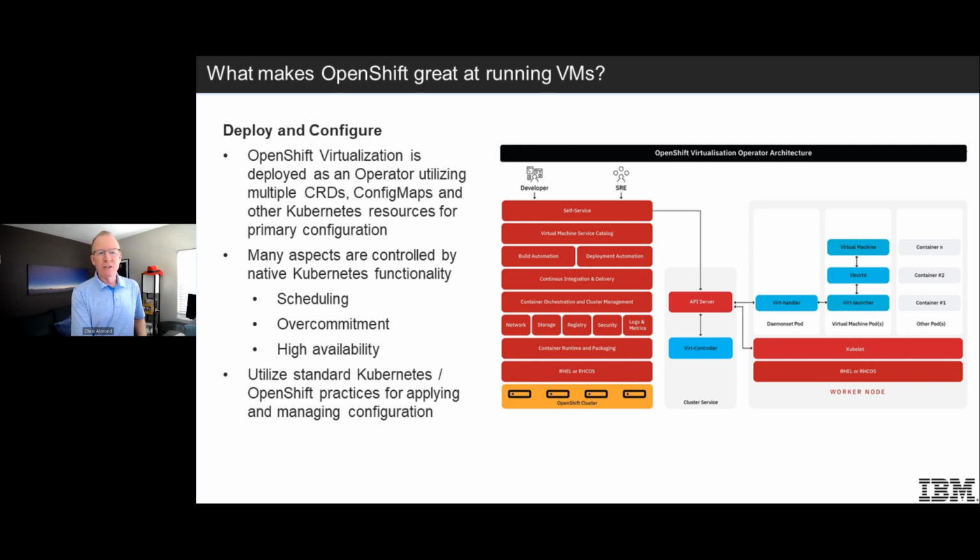So we're utilizing an operator. It defines multiple custom resource definitions, config maps, and other Kubernetes resources to provide this type of virtual machine service catalog capability, and to spin up a Virt controller, and to provide the ability to do all kinds of advanced virtual machine management tasks on top of OpenShift. Including taking into account scheduling, overcommitment, and high availability for those same VMs.